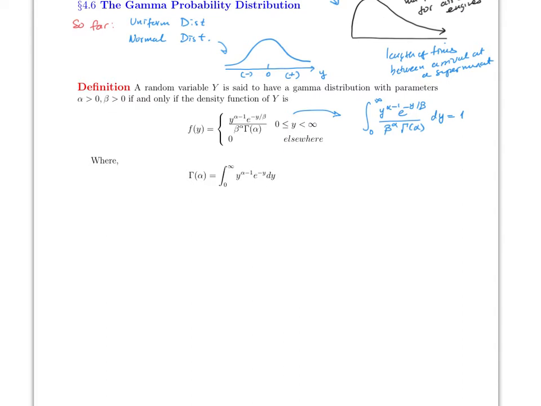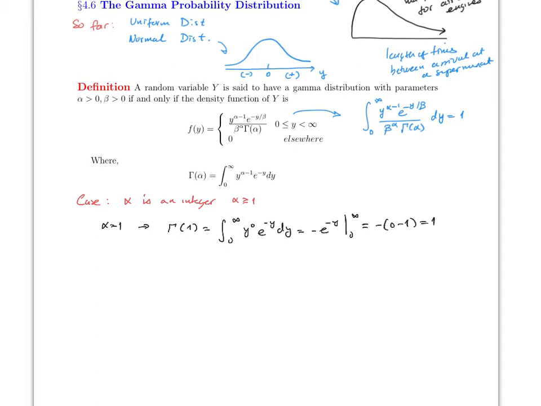So let's focus on the case where alpha is an integer, in particular if alpha is a number greater than or equal to 1, and we will have the following. Let's start with alpha equals 1. If alpha equals 1, then gamma of 1 will be the integral from 0 to infinity of y to the 0 e to the minus y dy, which is minus e to the minus y from 0 to infinity. So this is 0 minus minus 1, and you can check that it equals 1.